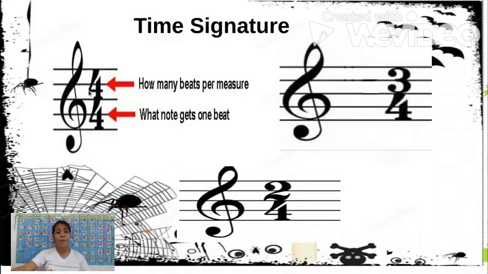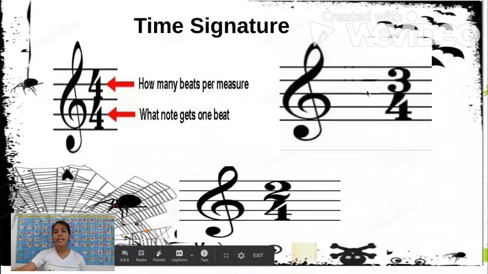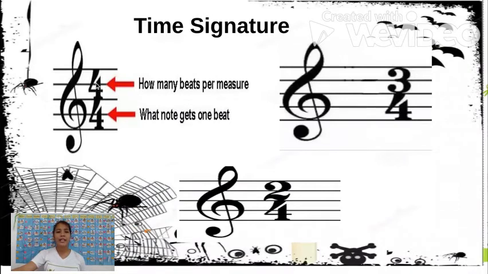This one we have 4/4. Again, class, don't read it like a fraction, four over four. Because this is music, we read it as four-four. If it's a fraction in math, you will read it as four fourths, three fourths, two fourths. But in music, it is three-four, two-four. So what does it represent? The number on top. We have 4, 3, 2. Can you see that?